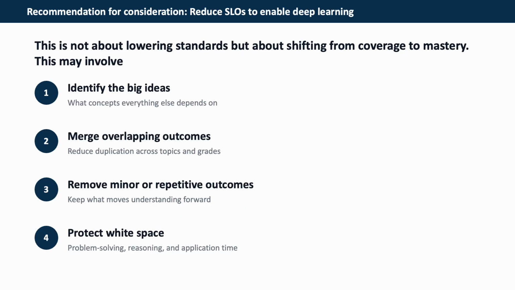So here are some recommendations for you to consider, aimed at reducing the SLOs to enable deep learning. To be sure, this is not about lowering standards, but about shifting from coverage to mastery. This may involve first identifying the big ideas or SLOs, then merging the overlapping outcomes or SLOs, then removing minor or repetitive SLOs. And once we have accomplished that, I believe that we would have recovered a lot of white space for problem solving, reasoning, and application. And that, I believe, will also enable deep learning.